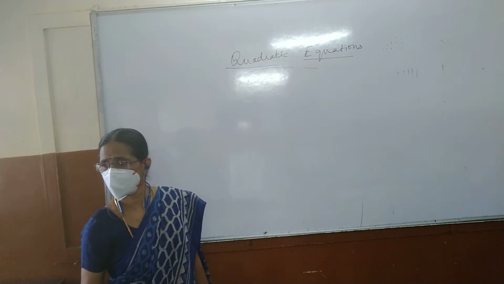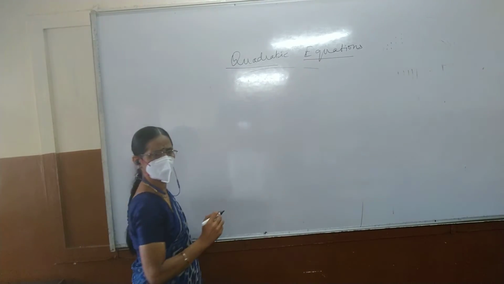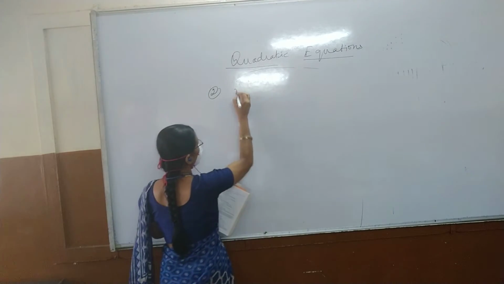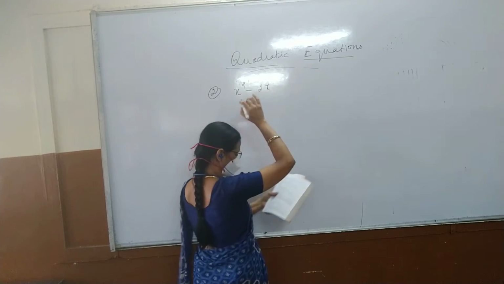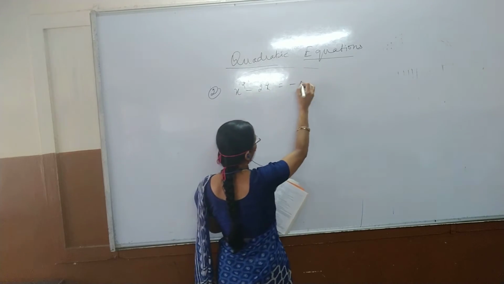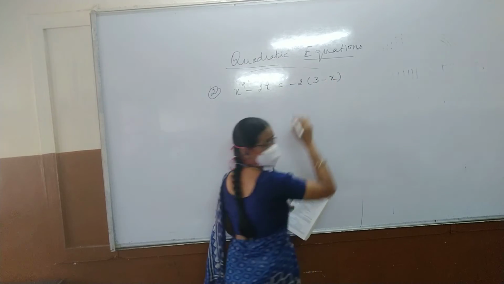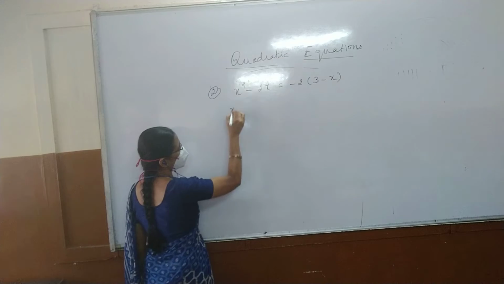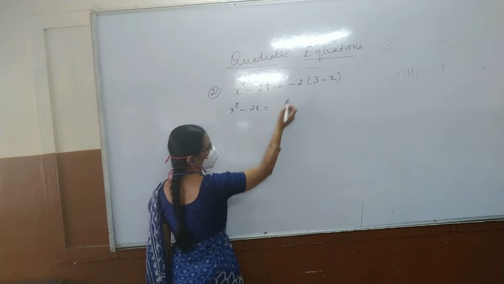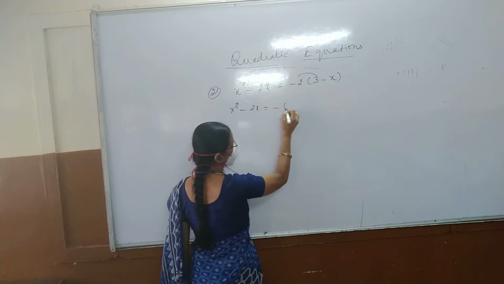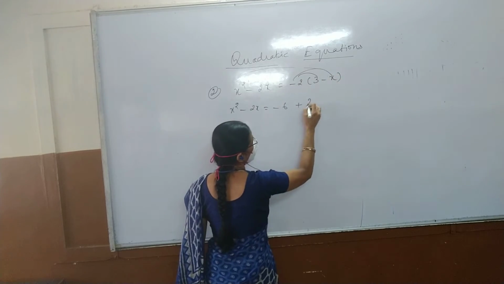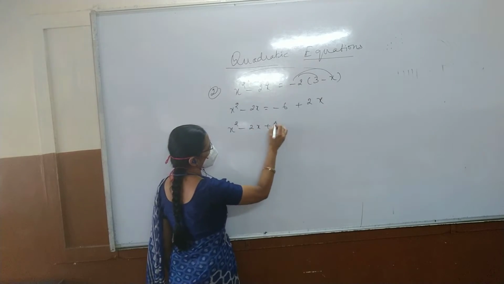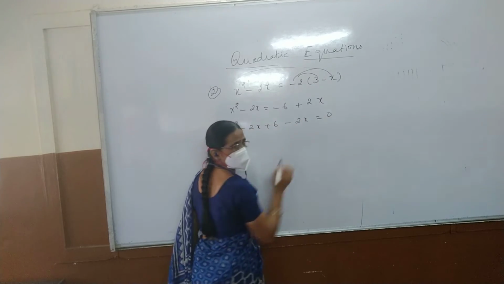Tell me, which are the sums you want? Second you want? Okay. What is the second sum? x square minus 2x equal to minus 2 into 3 minus x. Am I audible, children? So this is x square minus 2x, minus 2 into 3 is minus 6, multiply plus 2x. It is x square minus 2x plus 6 minus 0.